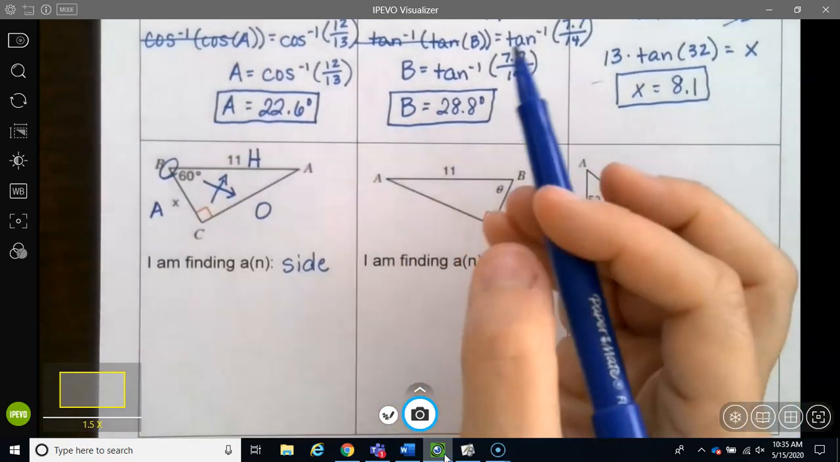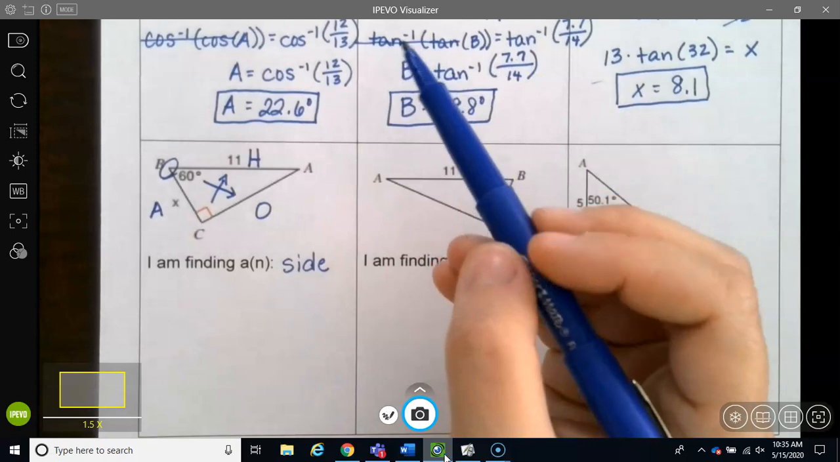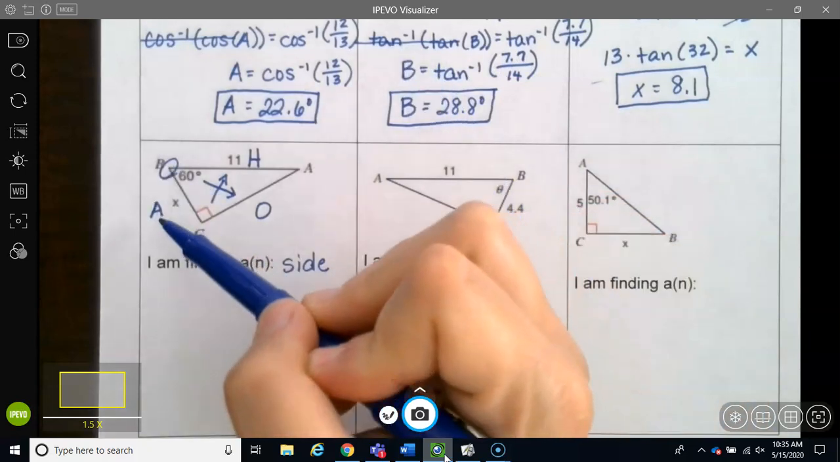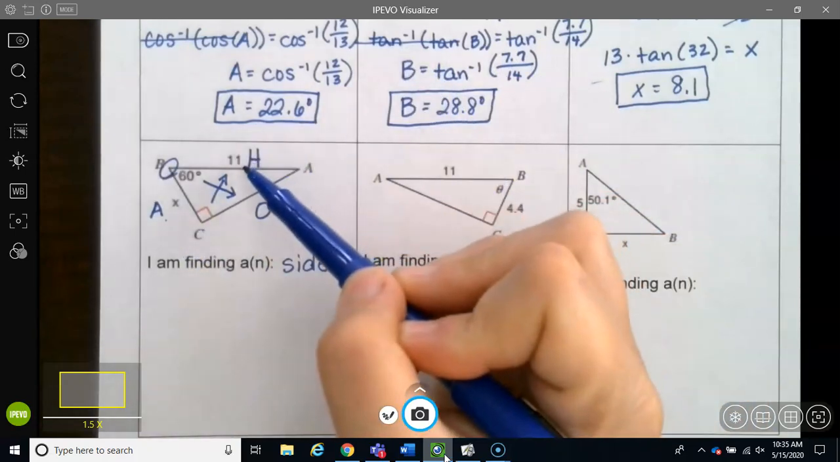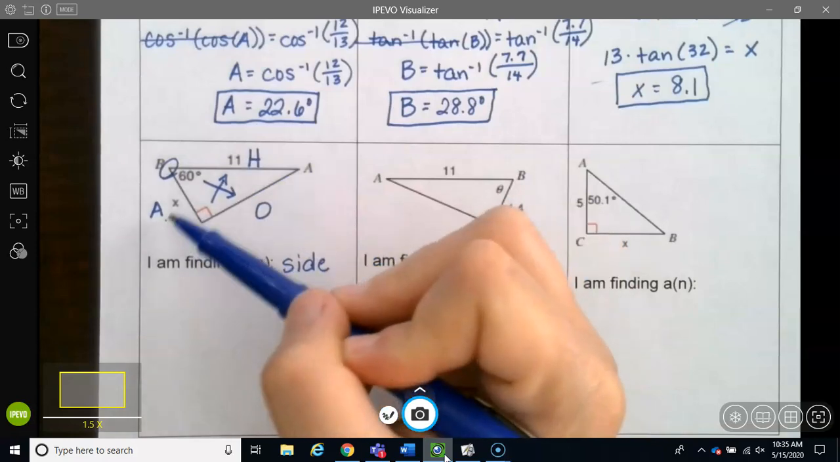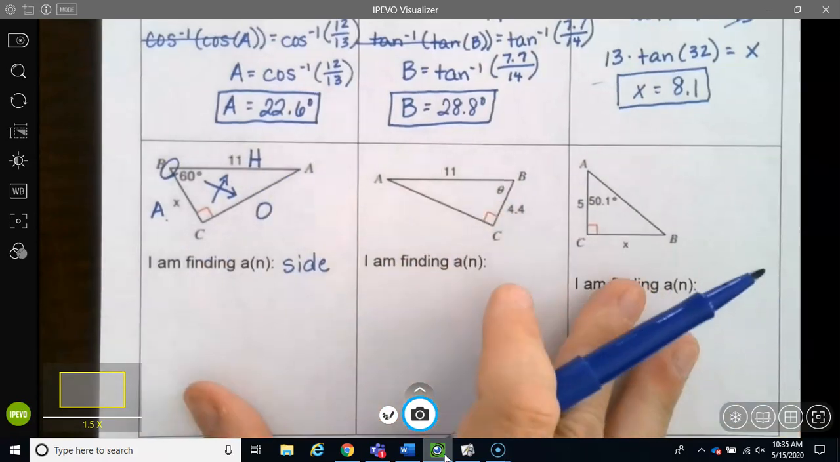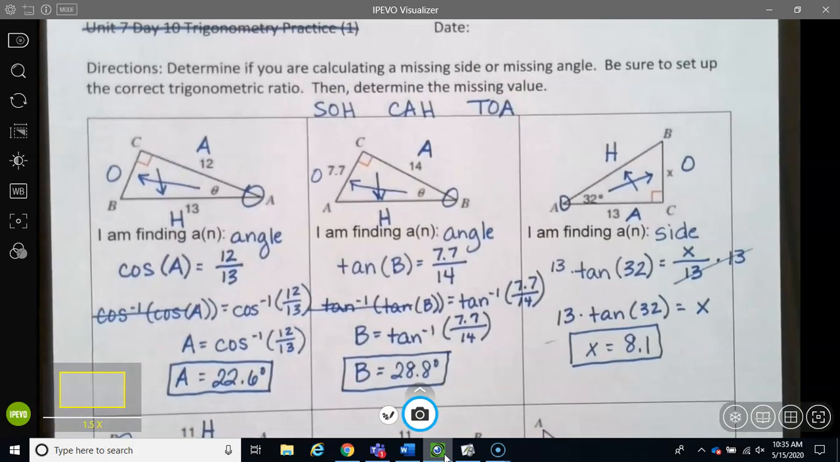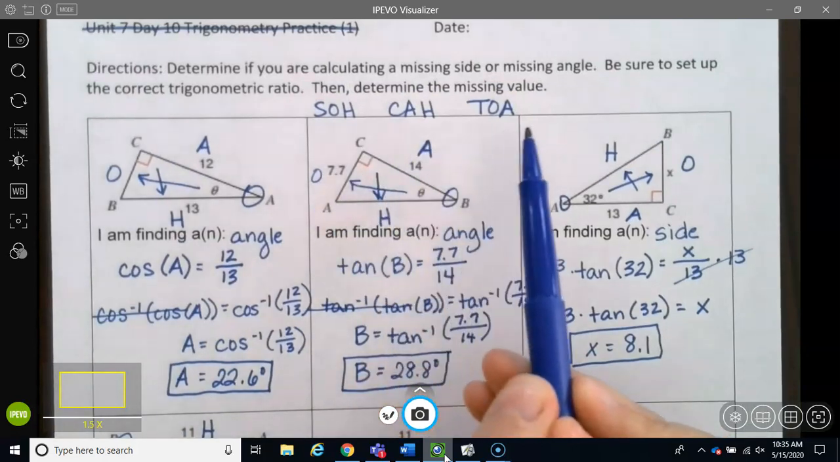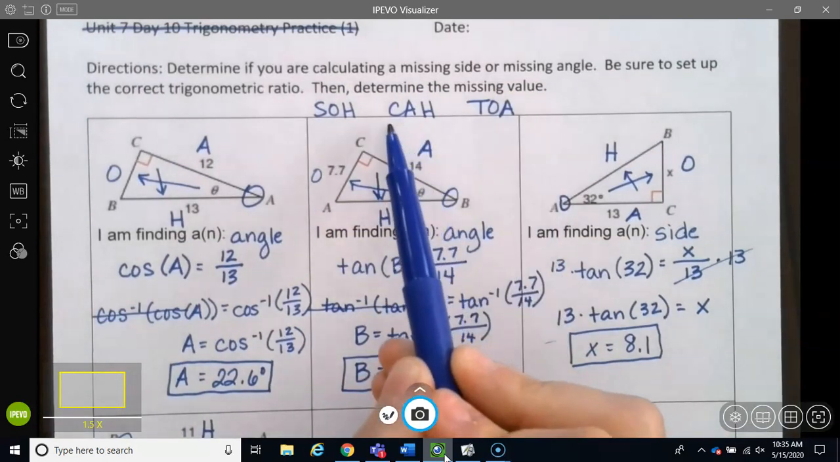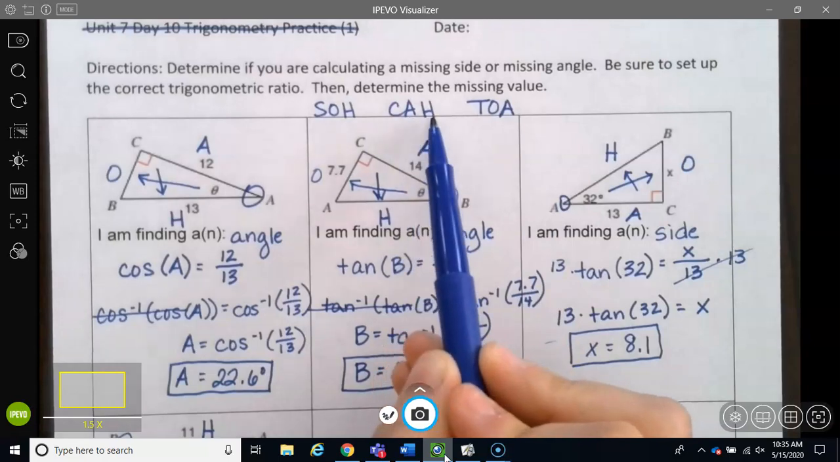Now we can set up our trig function. We have to use the side that we're trying to find and the side that we actually know the length of. So we're going to be using adjacent and hypotenuse. So if you go back up to your SOHCAHTOA, the one that uses adjacent and hypotenuse is the COS. So cosine equals adjacent over hypotenuse.